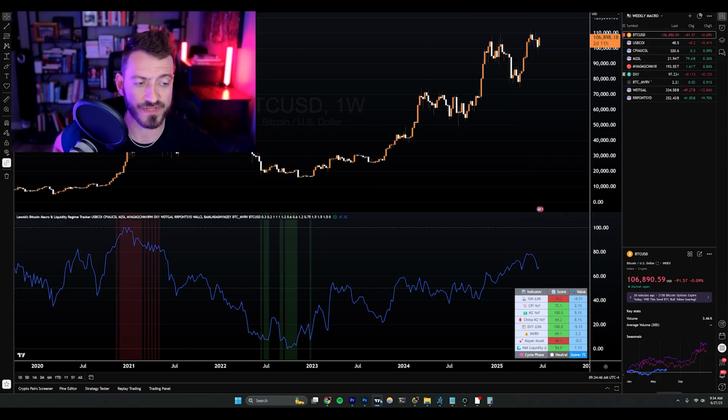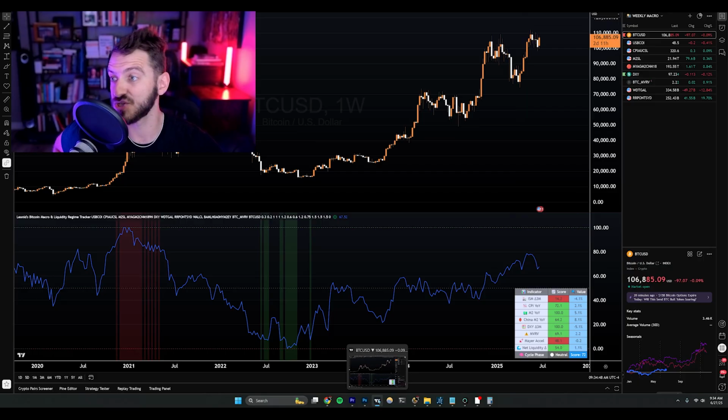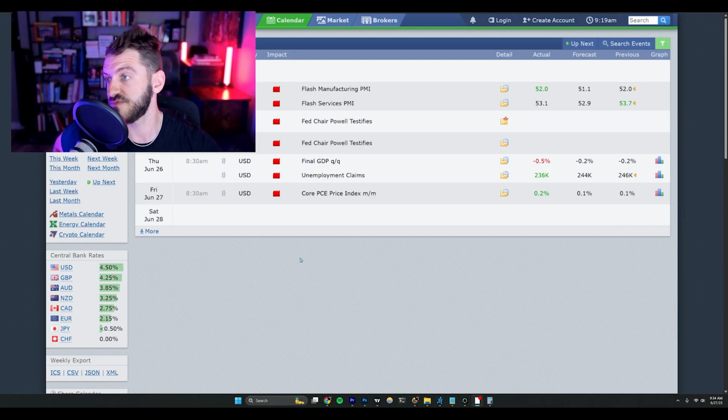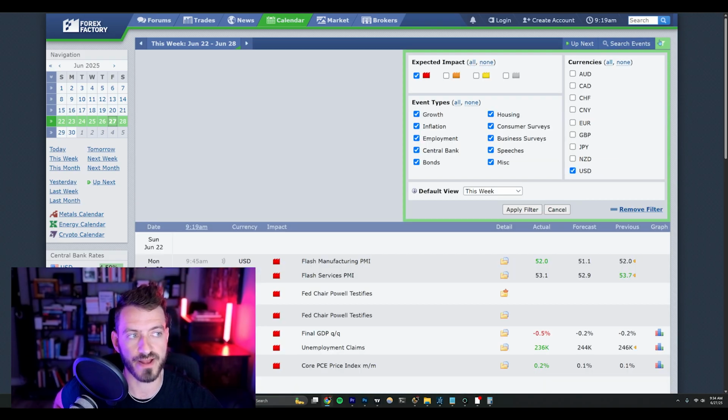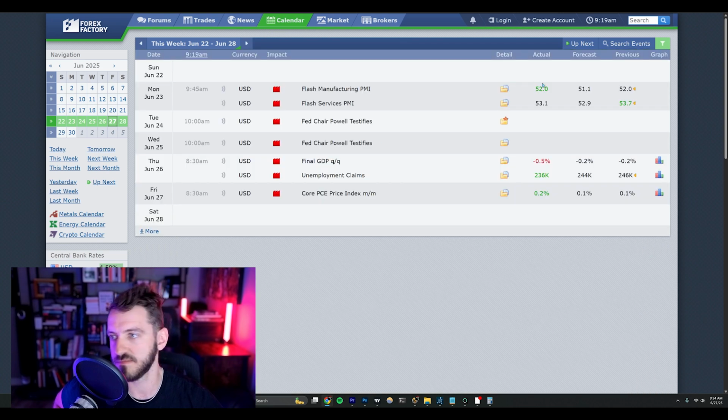So let's jump into the next section, which is the data for this week. So what actually happened? If you haven't used this site, this is an amazing site. It's Forex Factory. You can filter the calendar events, and I just do them by red folder USD. I don't really care about any other events. I mean, this is the big one for me. This is what I track. These are a lot of my inputs for the liquidity tracker.